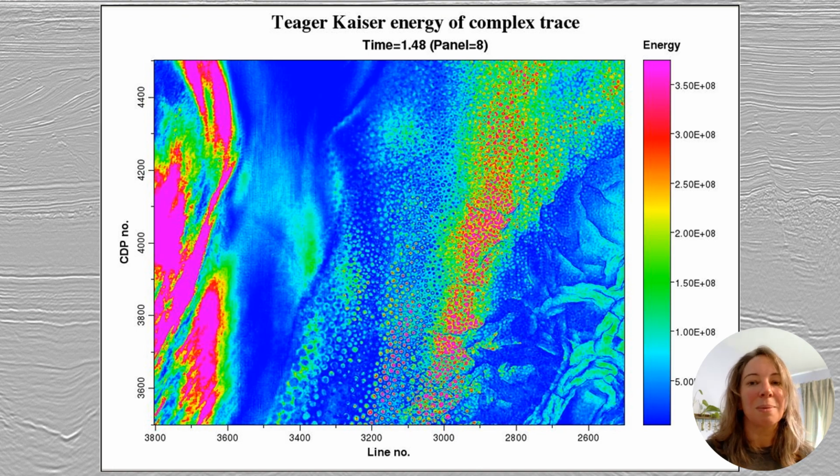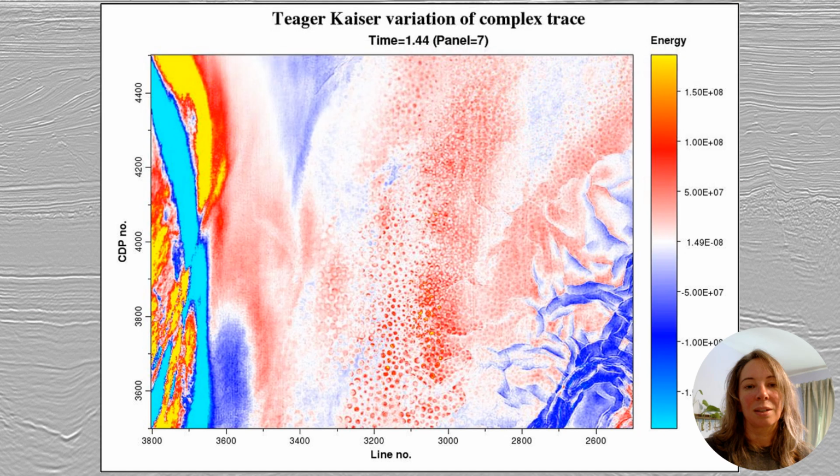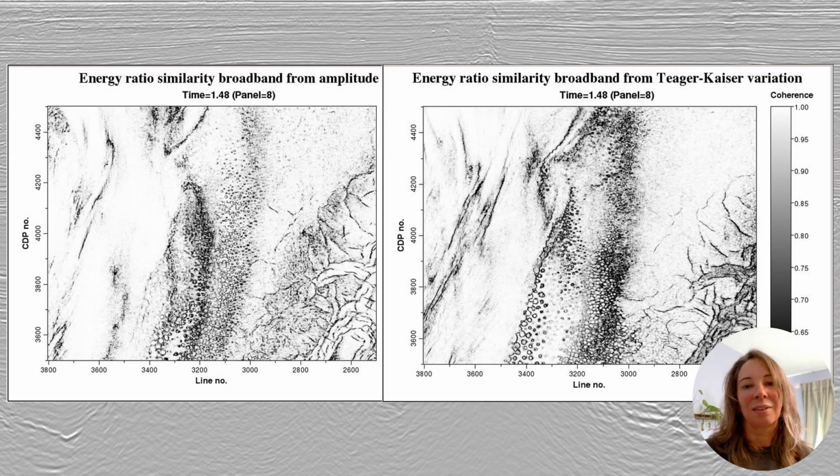All right, when we look at the time slices, the advantages of using TK become even clearer. Here, the TK energy is revealing the channel systems on the right. We can see some synuresis in the center, and also the unconformities on the left-hand side of the time slice. And when we look at the TK variation, it does an even more spectacular job at revealing the unconformity, synuresis, and channel system. We can even use the TK variation to calculate additional seismic attributes on.